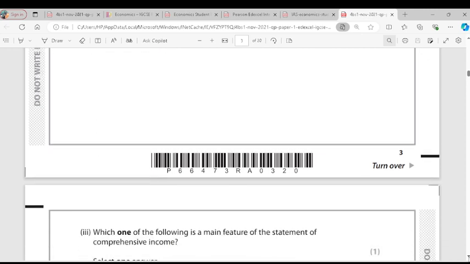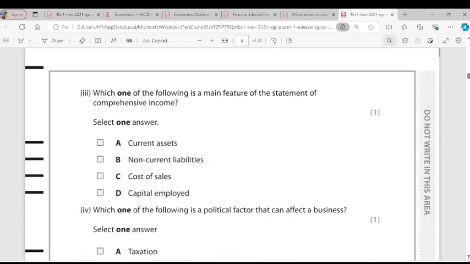Question Roman figure 3. Which one of the following is the main feature of the statement of comprehensive income? The items in the statement of comprehensive income lead us to net profit. So there are incomes, expenditures, gross profit, and net profit. Current assets are part of the statement of financial position. It is not A. Non-current liabilities are part of the statement of financial position. It is not B. Cost of sales, yes, because it is sales minus cost of sales that gives us the gross profit. So cost of sales is an item in the statement of comprehensive income. So the answer is C.